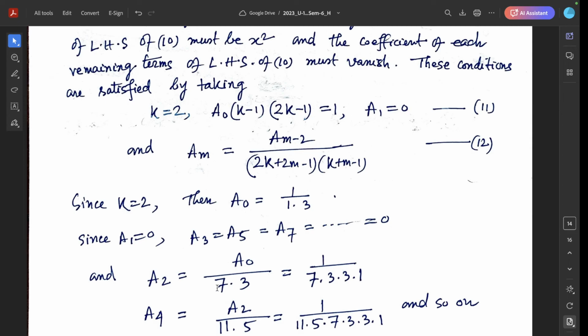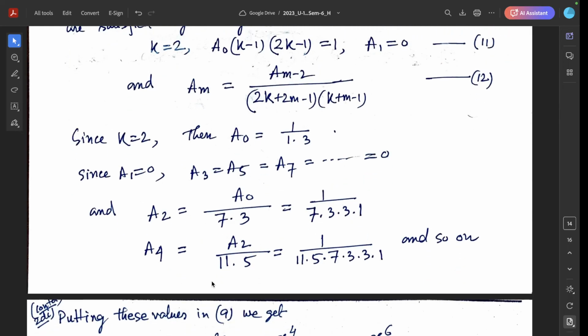And A2 equal to A0 by 7 into 3, equal to 1 by 7 into 3 into 3 into 1, as A0 is this. And A4 equal to A2 by 11 into 5, so 1 by 11 into 5 into 7 into 3 into 3 into 1, and so on.